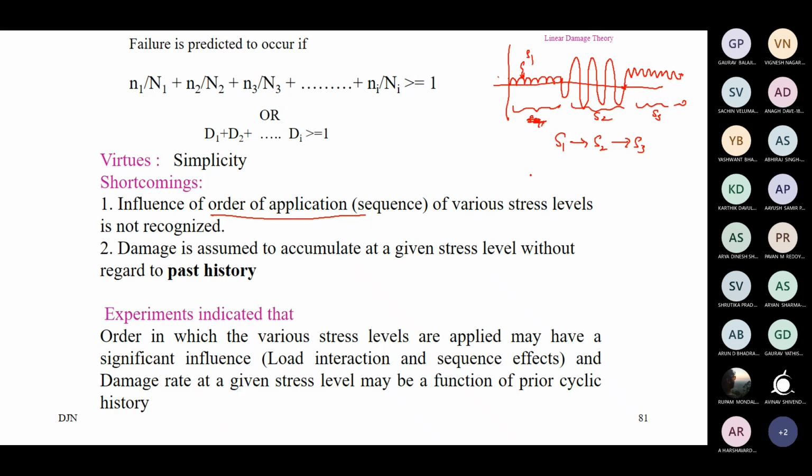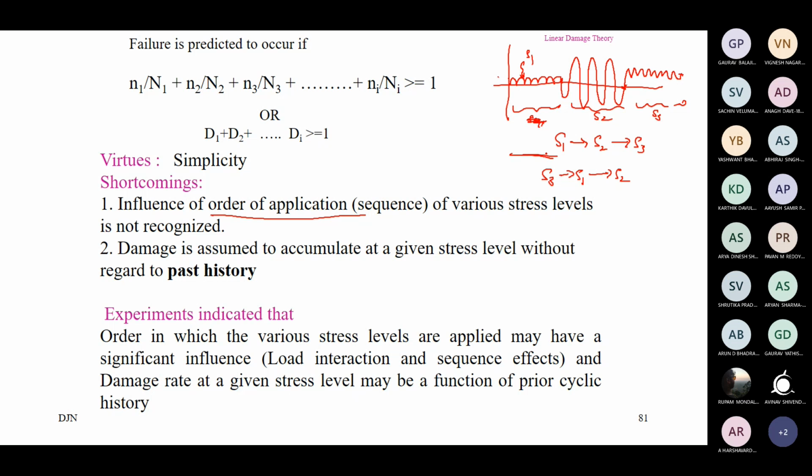During the application, for some reason, this sequence is not followed. Maybe S3 is applied first, then S1, and then S2. Now, in both of these cases, though the applied load magnitude remains the same, the material response, or the damage occurred in the material, is different. It is not the same. Therefore, it is very important for us to account for the sequence effect. Later we'll see the application of various types of loadings.